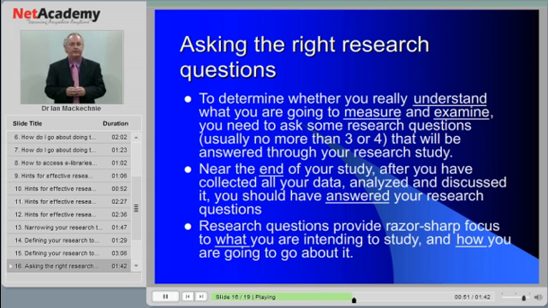But those research questions provide us as researchers with real understanding of what we really understand about what we're researching. What questions do we want answered through the research that we are going to do? We're going to collect data, we're going to examine that data, and that data should actually provide us with the basis of answering our research questions. So at the end of our study, having collected our data, analysed our data, and discussed our research, we then should be at a point where we can answer our research questions. And we've said our research questions need to have a razor-sharp focus to what we're intending to study and how we are going to go about doing that study.